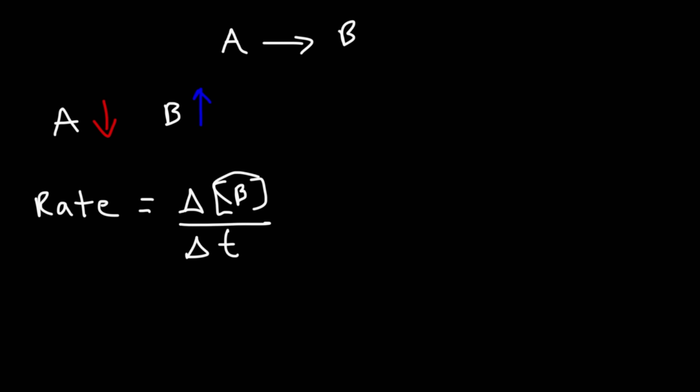So the square brackets indicates concentration. So we have the units molarity over some unit of time, like seconds, it could be minutes or hours. So typical unit of rate is molarity per second. It could be molarity per minute and so forth. Now we have a positive sign here because the concentration of B is increasing as the reaction progresses.